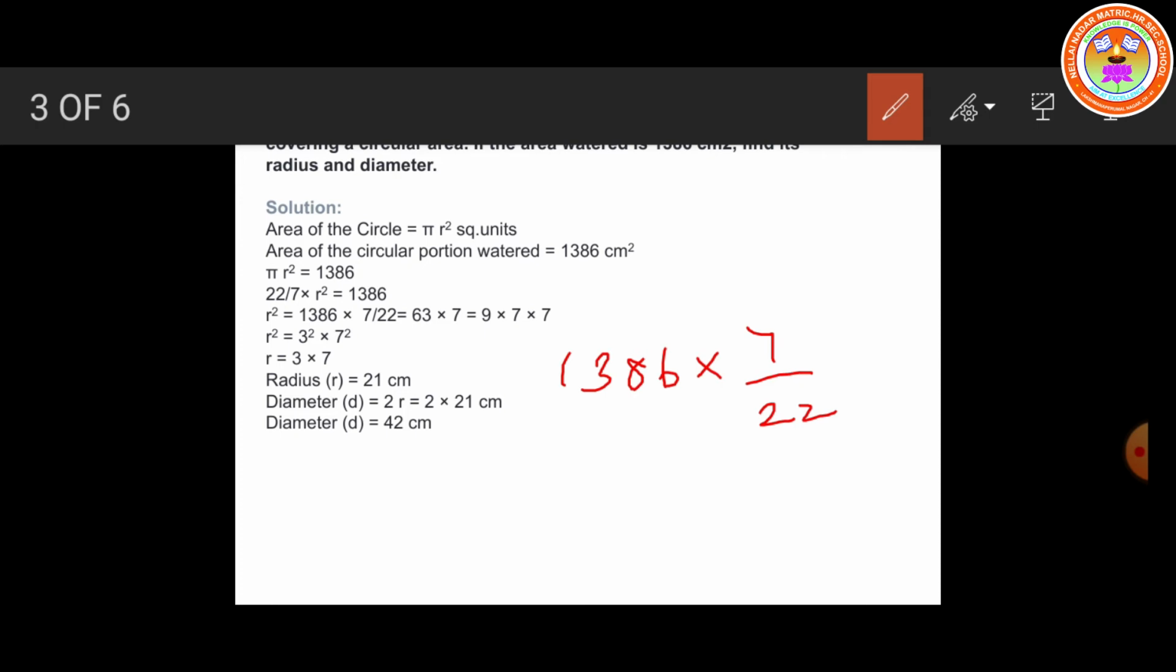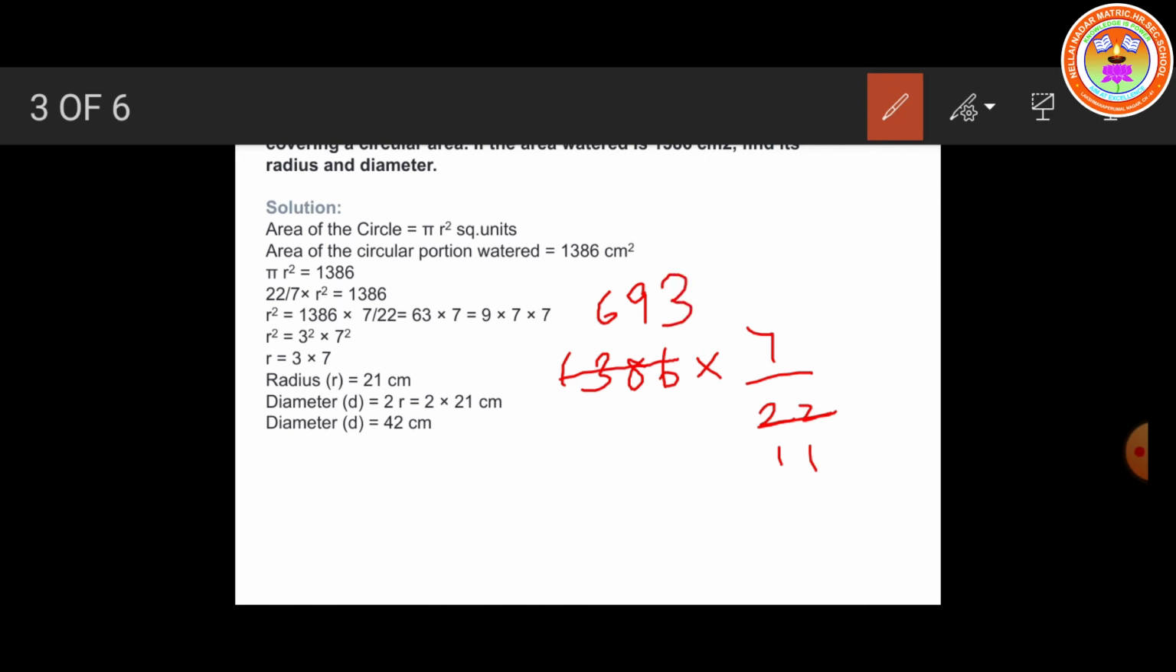1386 is divisible by 2. 22 also is divisible by 2. How many times? 11 times, 11 2s are 22. Next one, 6 times, 6 2s are 12. Next balance 1, add to 8, 18. How many times? 6 9s are 18. So balance 3. This is 6. How many times? 2 3s are 6.